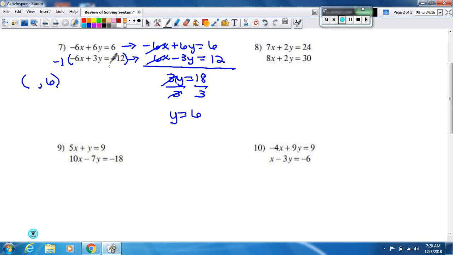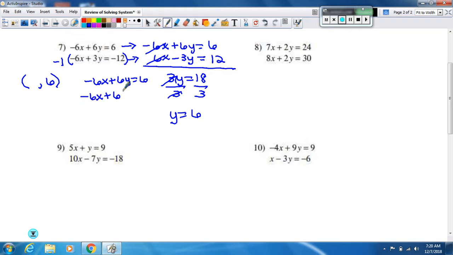I usually choose the one with the smaller numbers or the fewer negative signs. So I'm just going to choose this top one, and you write it down like it is: negative 6x plus 6y equals 6. But we know that y equals 6 now, so we can do like we did in the other example. You substitute that in.